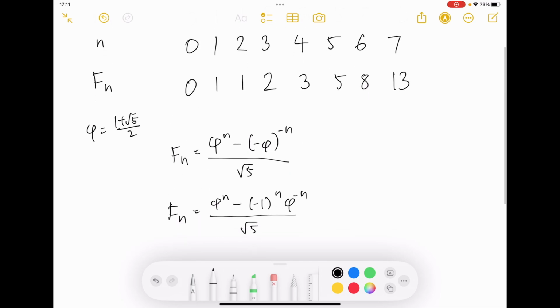But here's the ultimate question. What if n wasn't restricted to being an integer? What if it could be a real number? Well, it can't be, because negative 1 to the n won't work, will it? Because negative 1 can be only raised to an integer power. Except if we allow complex numbers to exist.